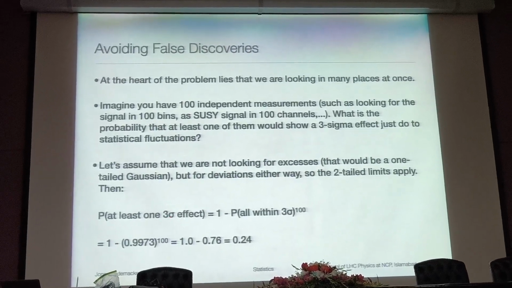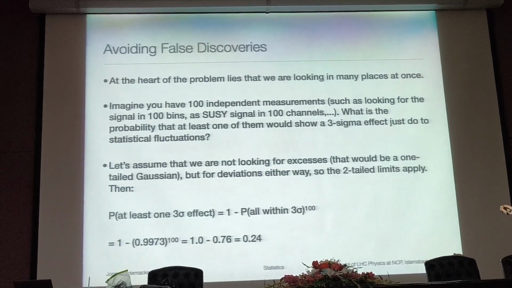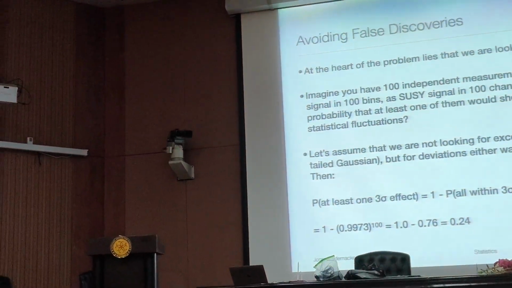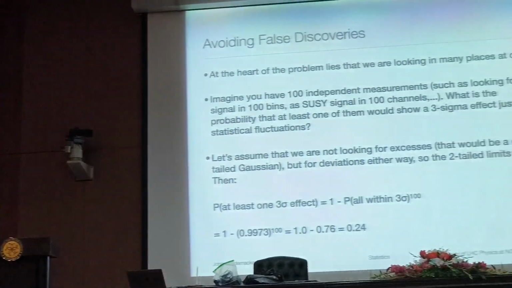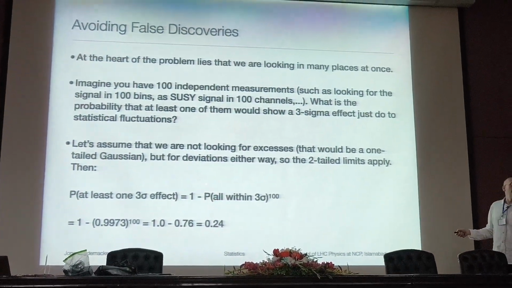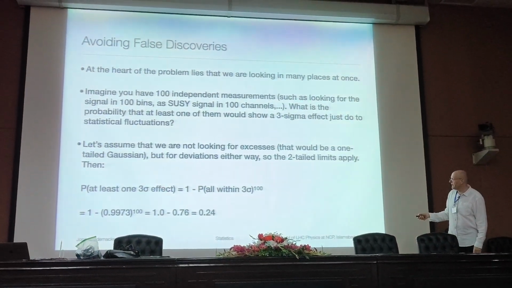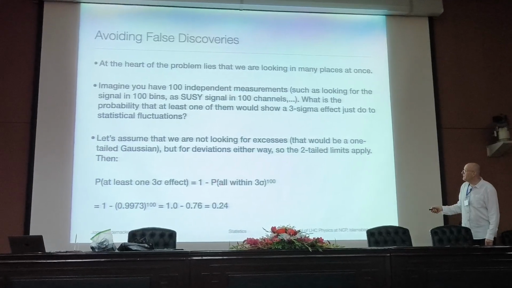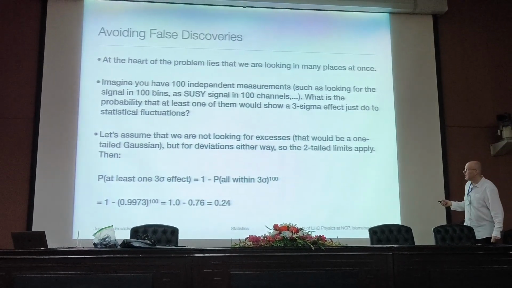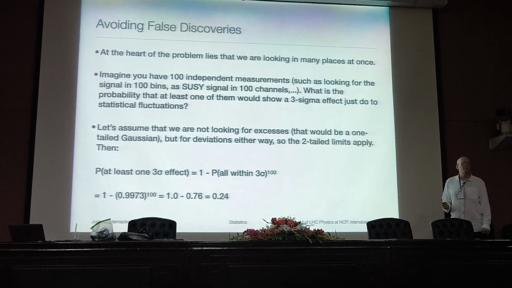The probability that, if I have 100 different histogram bins or 100 different experiments, at least one of them has a 3 sigma effect. We clearly do more than 100 experiments, right? We do lots of these. Well, that is 1 minus the probability that none of them have a 3 sigma effect, right? All of them are within 3 sigma, 1 minus that. And that is the probability of being within 3 sigma to the power of 100. I have a computer, I can calculate this, and that is 1 minus 0.76, so it's 24%.